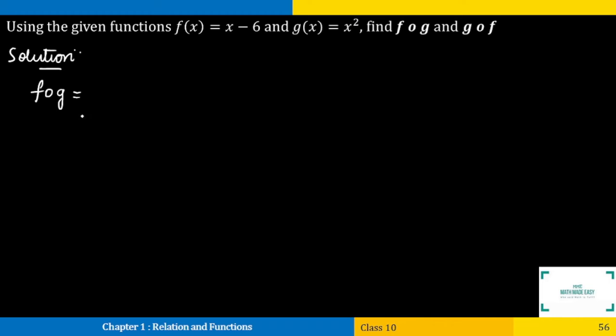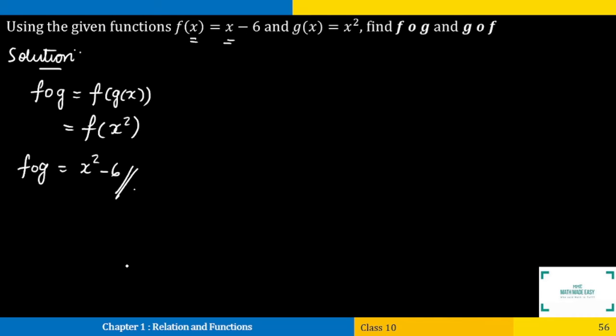Let's find f of g first. So it's basically f of g of x, right? Let's plug in g of x first. So it's x square, and in the place of x you have x square here. So f of x square means x square minus 6. So f of g becomes this. And no more simplifications can be done, so let me move on with g compo f.